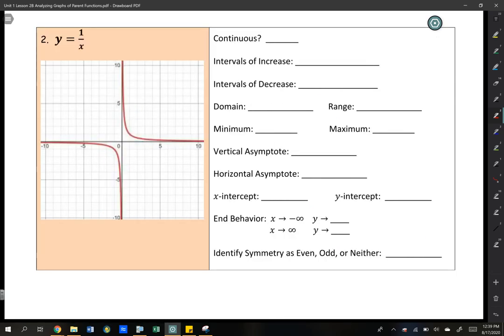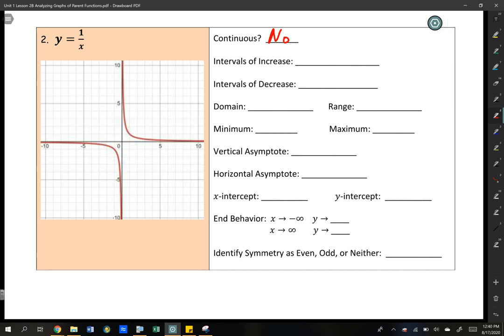All right, let's take a look at number 2, y equals 1 over x. Is this graph continuous? Well, you can see that when I draw this graph, I do have to lift my pencil off the paper, so this graph is not continuous. So we're just going to say no.